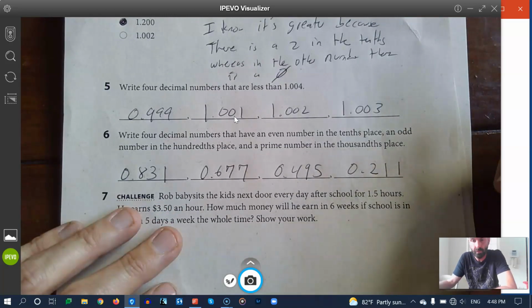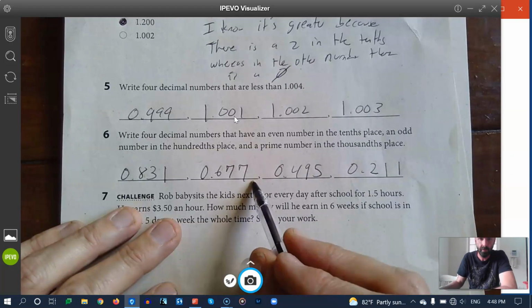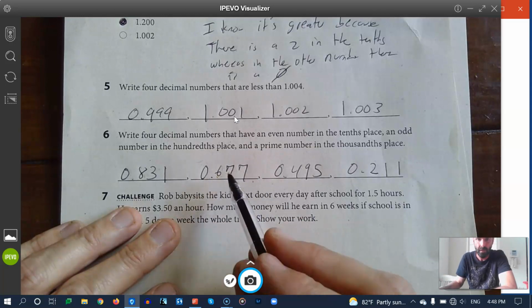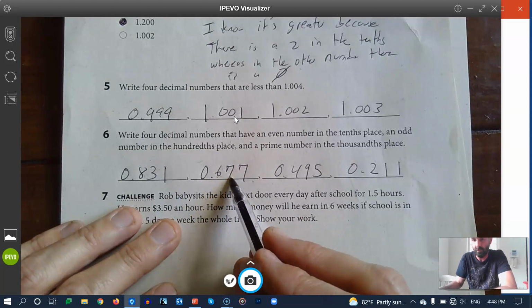Your prime numbers are 1, 2, 3, 5, 7. Those would be the only things that could go in here. In the tenths, 2, 4, 6, 8. Could have put in 0, I guess, too. And then in the hundredths, 1, 3, 5, 7, or 9.